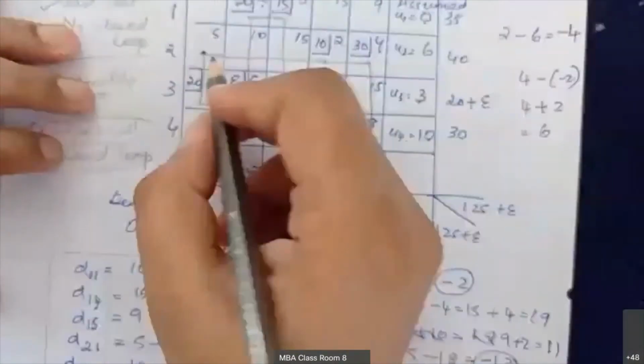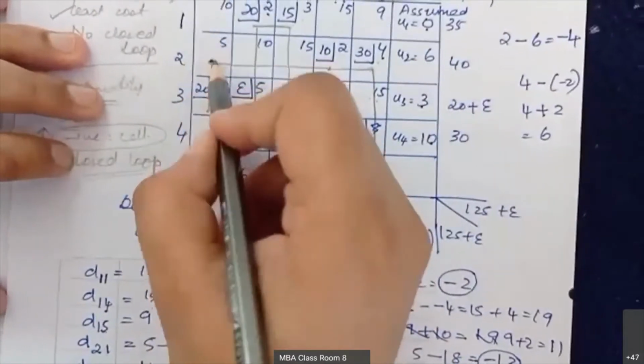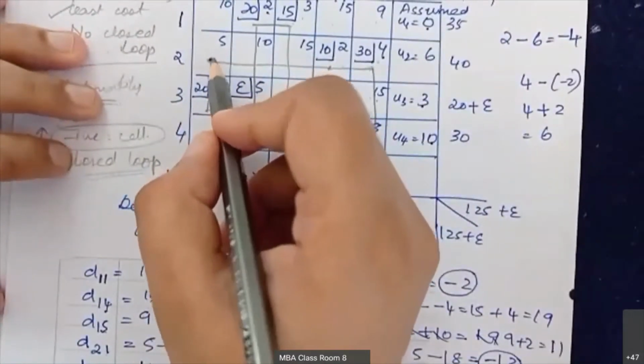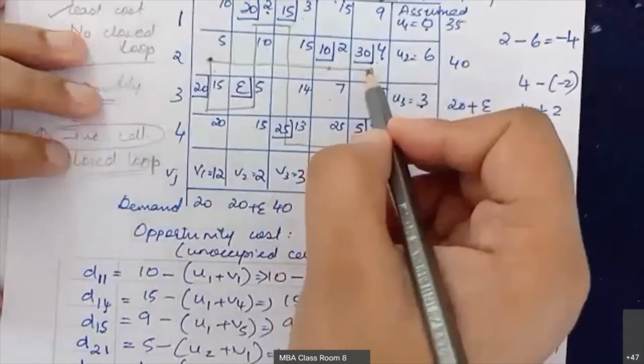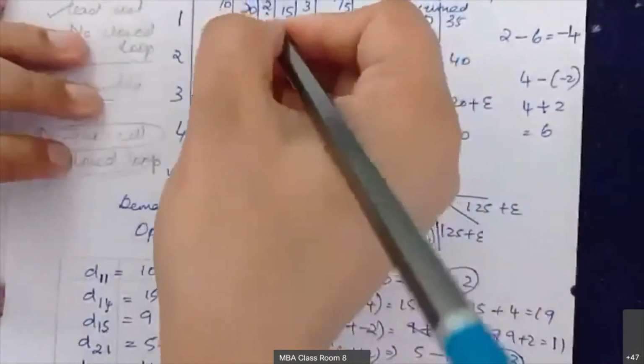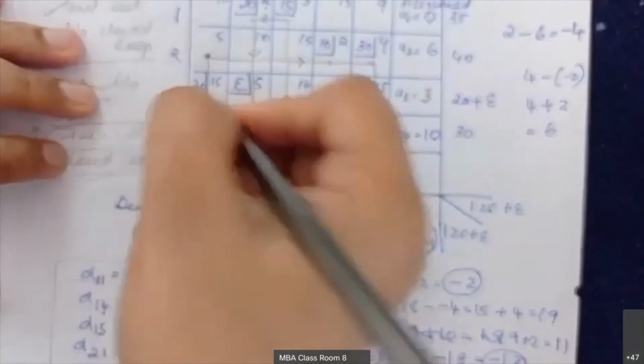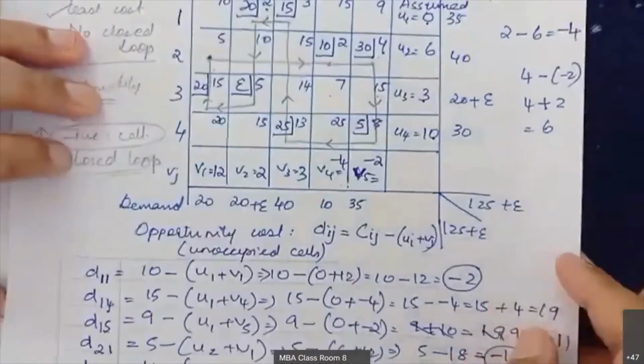Now you need to put the directions. This was my starting cell. 2, 1 was my starting cell. So from here I went to this one, no? So I'll put an arrow here. Arrow down, then I went here, then I came up, then I went to the side, then again down, then I went to the side, again down, again up. So I have put the arrows now.